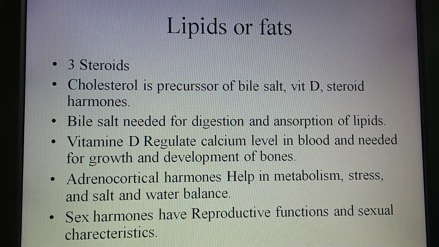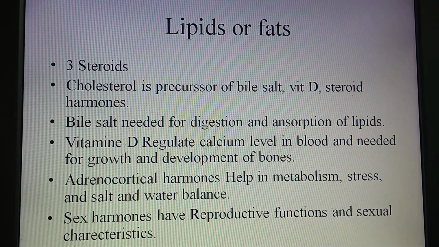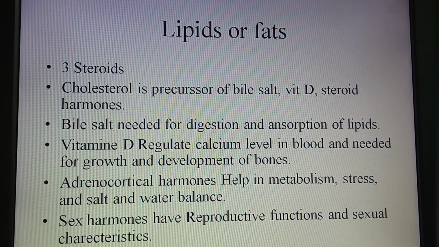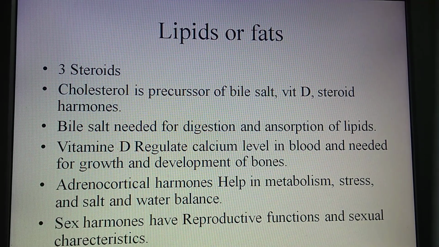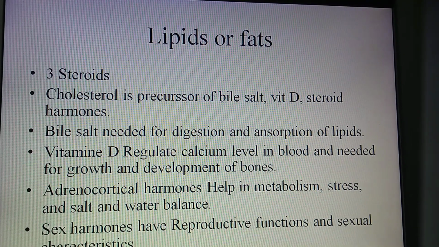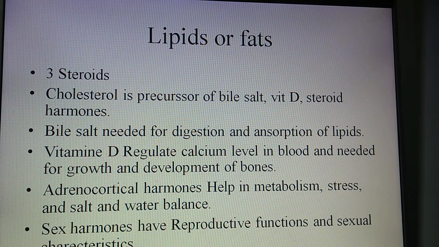Now steroids. There are different steroids: cholesterol, bile salt, vitamin D, adrenocortical hormone, sex hormones. Number 1, cholesterol is the precursor of the bile salt, vitamin D and steroid hormones. That means bile salt, vitamin D and steroid hormones are prepared from cholesterol. Bile salt is needed for digestion and absorption of the lipids in the small intestine, which is known as emulsification. Fat digestion is possible.